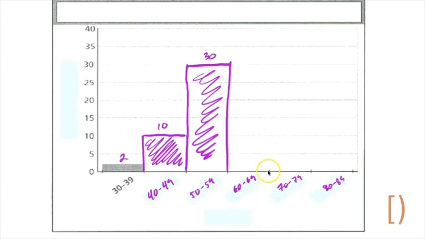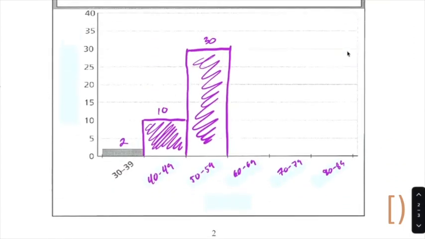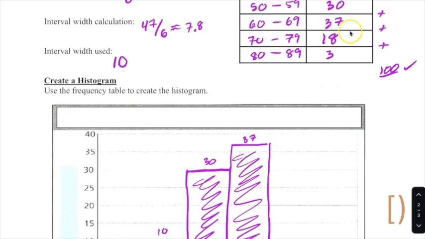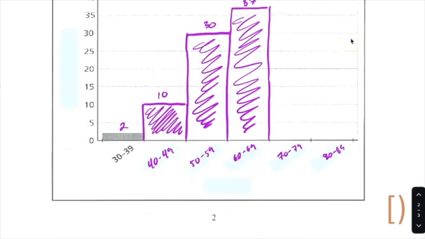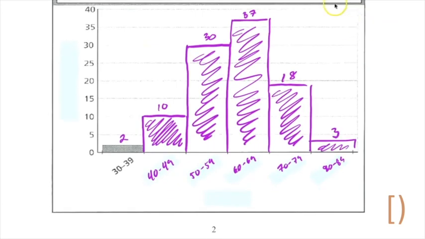60 to 69, that was 37. Yeah, that's what I had. It's an estimate, so 35 is there, 37 to be around there. Okay, 70 to 79, we have 18. A little bit less than 20. 20 is right here. That's 18. This is an estimation. And 80 to 89, I believe that was 3. Yeah, 3. And there's our histogram.